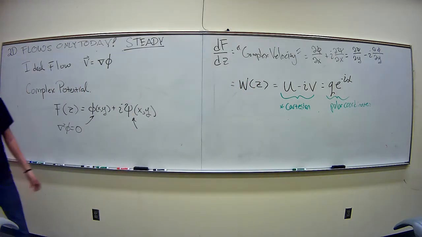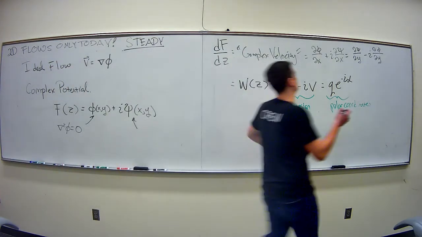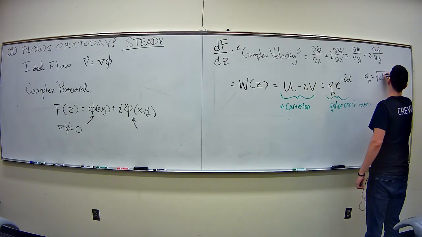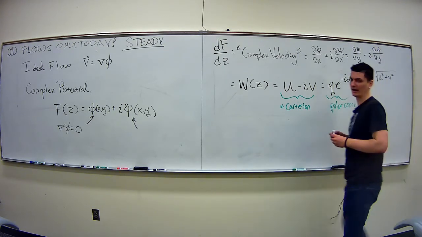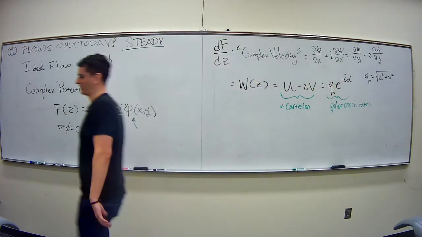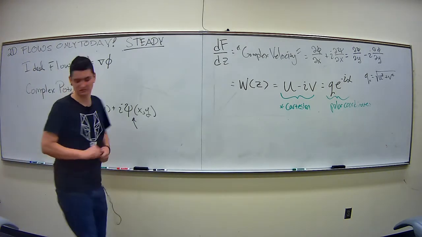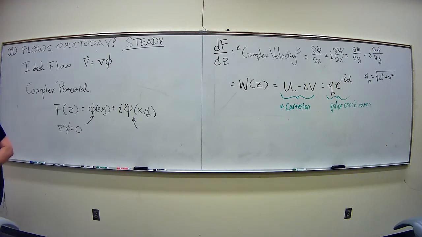So there are algebraic rules about these. The q is a generalized velocity, and that's just going to be the square root of u squared plus v squared, still your Pythagorean theorem. Then your alpha is also going to be some angle. A positive alpha or negative alpha?